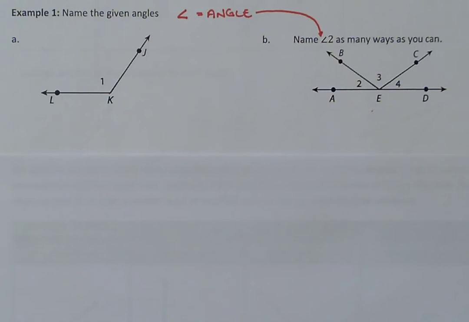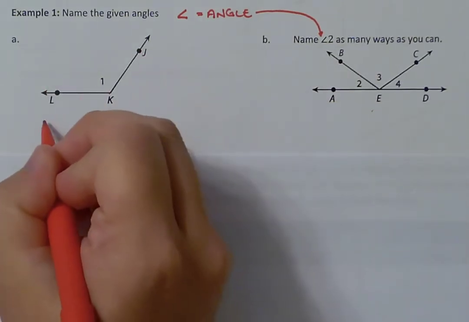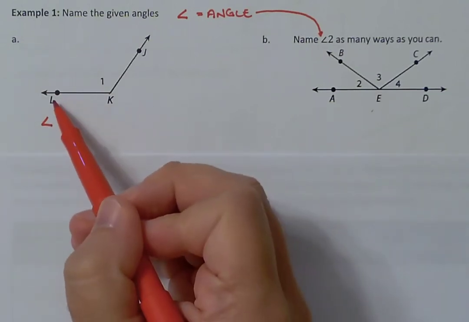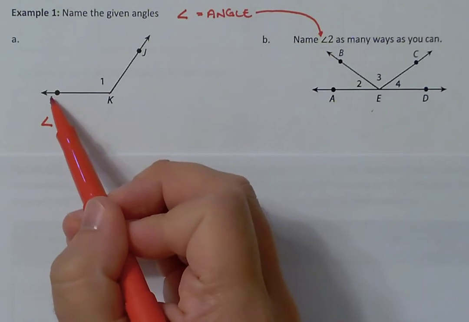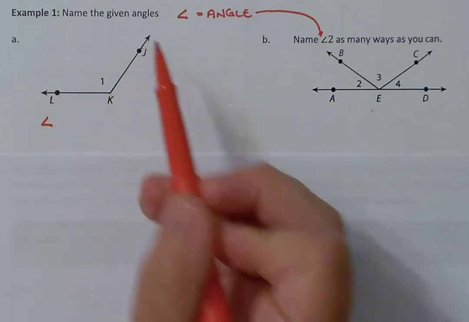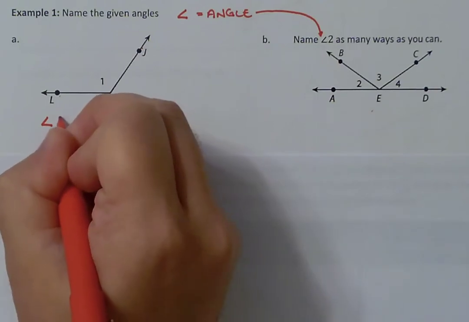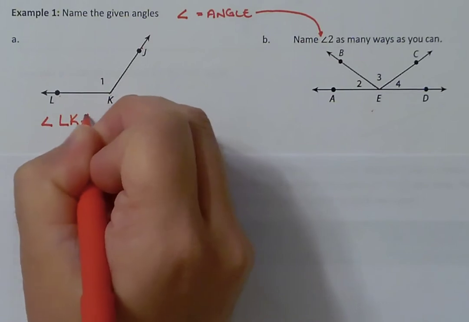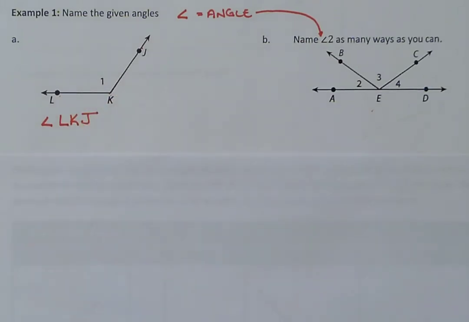Now, the main thing for angles is that we're going to use 3 letters moving forward, really. For this particular angle, if I start at the left, so I have L, we're going to flow through the angle, so it's going to be L, K, J. So the name of our angle is going to be angle LKJ. And that's how you name that angle.